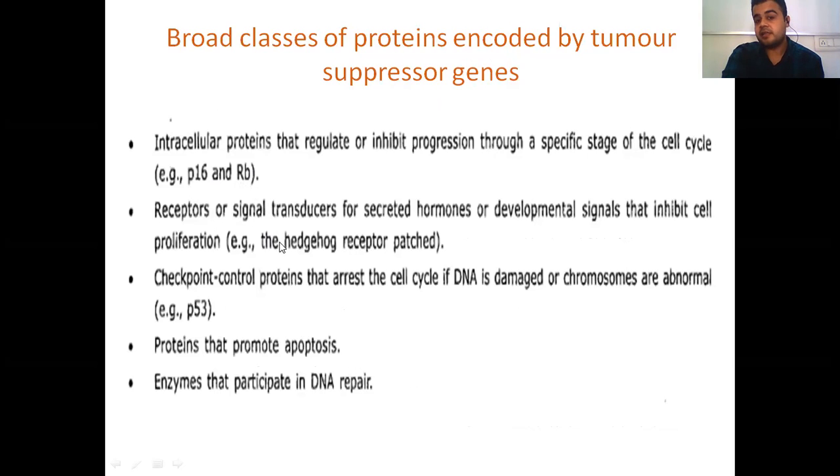They can act as receptors to inhibit cell proliferation. I hope you know proliferation is the number of cells dividing versus dying. Checkpoint control arrests the cell cycle if DNA is damaged or chromosomes are abnormal. P53 is very important, we'll talk about that, for checkpoint control in the cell cycle. Then proteins which promote apoptosis, and enzymes that participate in DNA repair. P53 is the most important for questions in NET.